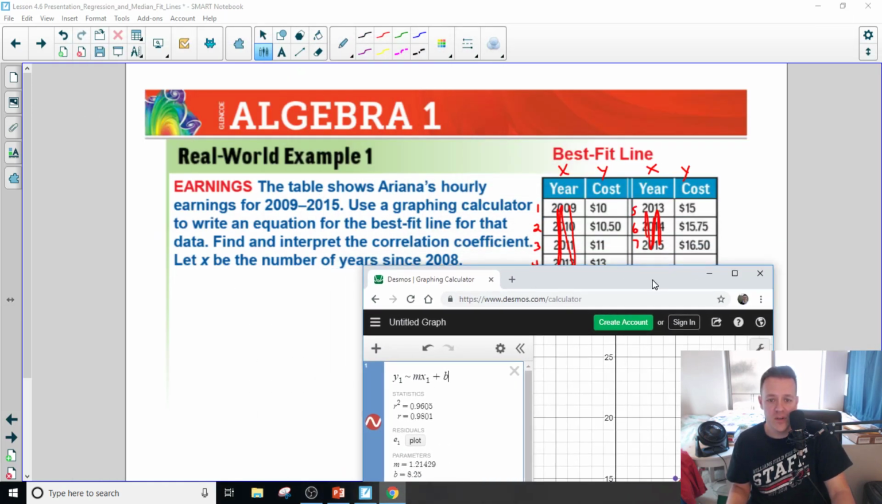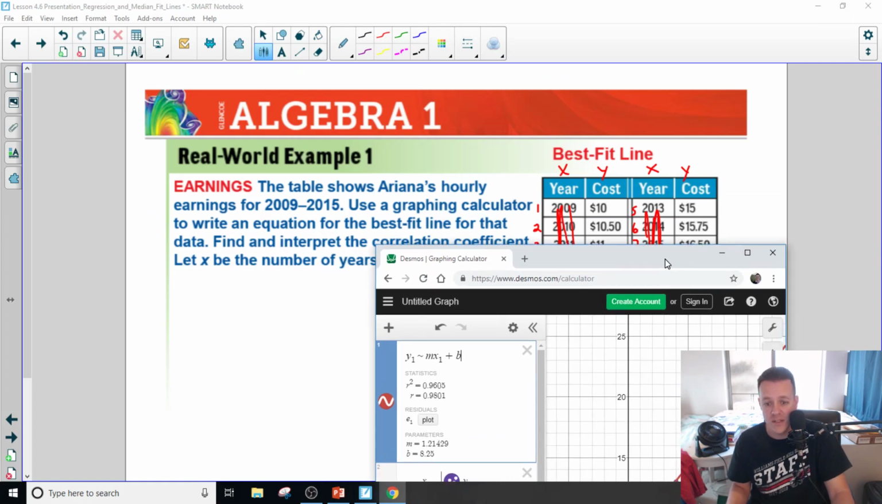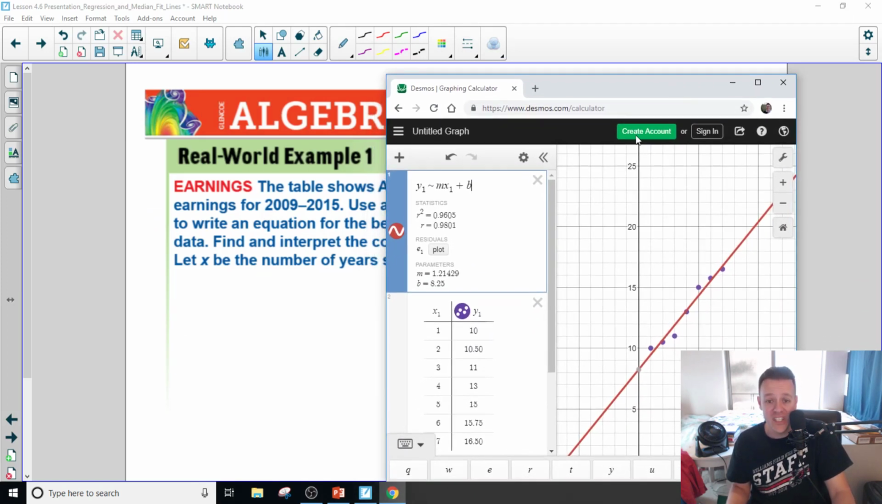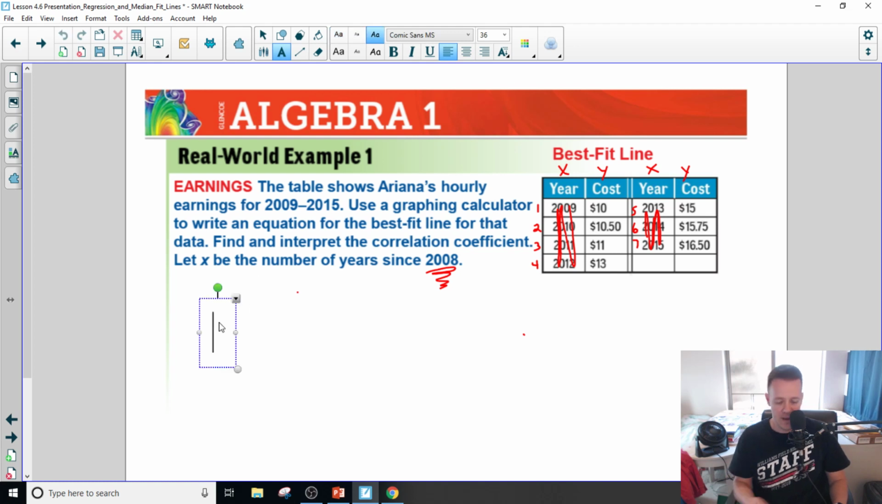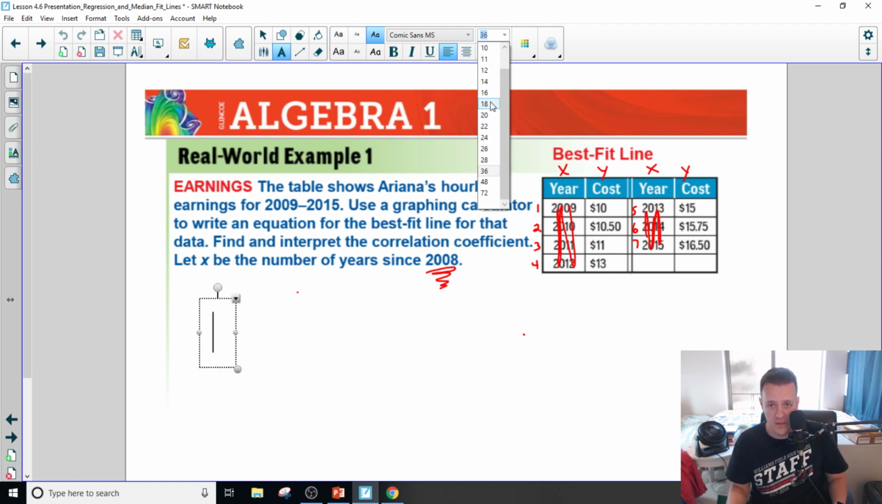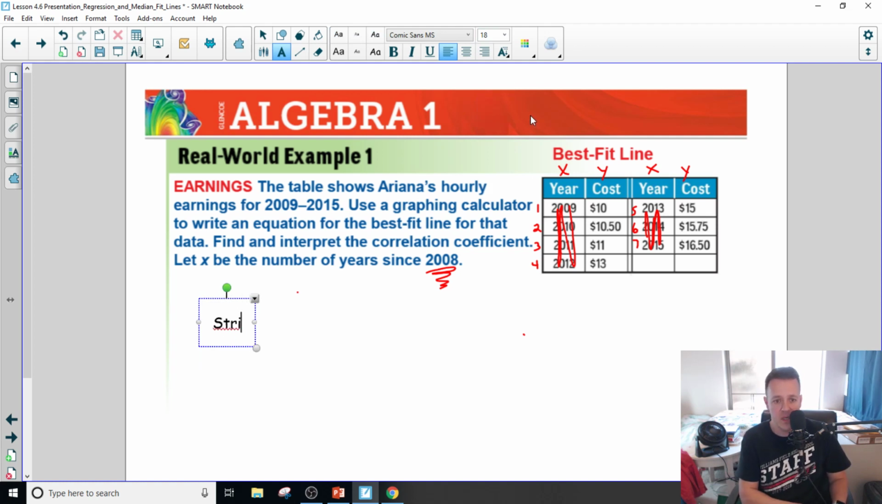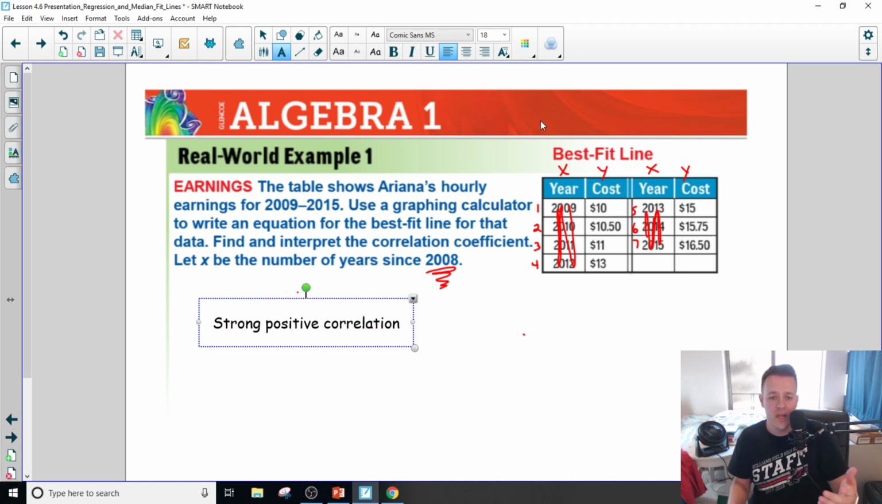So it says find and interpret the correlation coefficient. The correlation coefficient, ladies and gentlemen, is this r value right here. So my r equals 0.98. Is that close to 1? Yes, so it's a very strong correlation. And is it positive or negative? Looking at the graph, it's positive. So what I want you to know, and I'm going to type this out because it'll go faster, is that we have a strong positive correlation. That's kind of what you want to know.